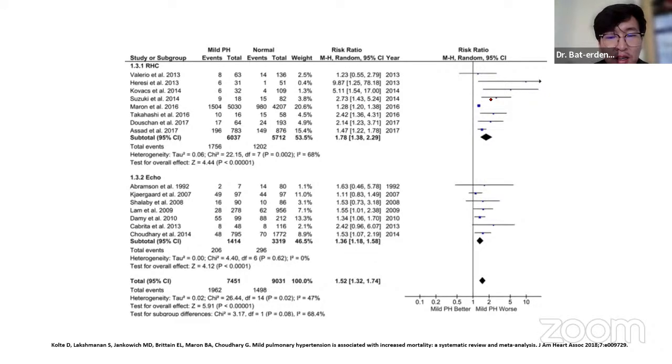On exercise hypertension, in this second clinical meta-analysis review, the finding is also true for mild pulmonary hypertension. Over 20 is worse than the reference group. So all of these studies and clinical trials suggest that over 20 is the new definition of pulmonary hypertension by right heart catheterization, of course.